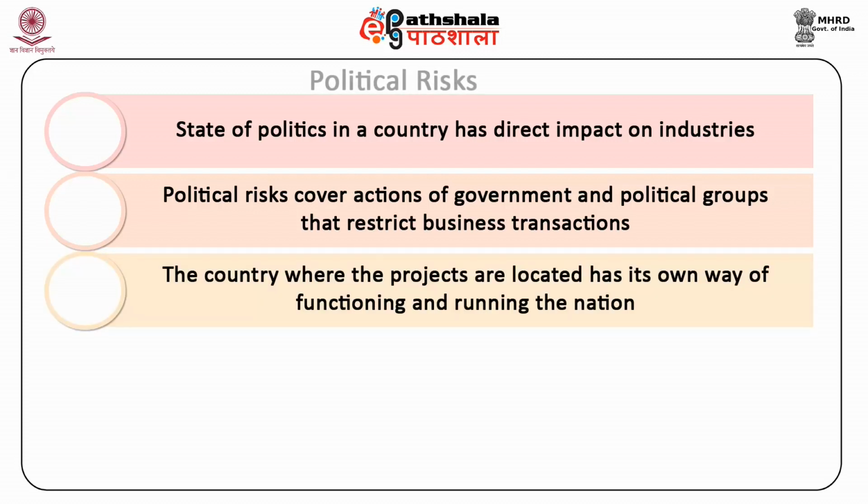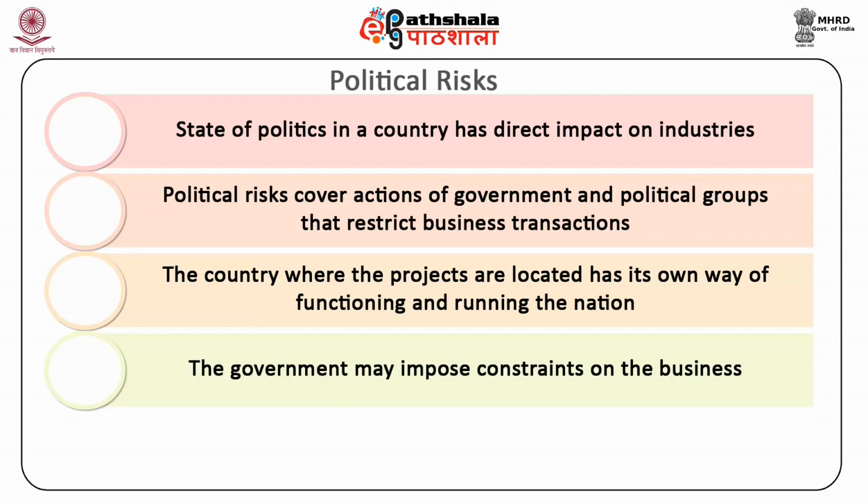The country where the projects are located has its own way of functioning and running the nation. Some are democratic, while some are autocratic. The democratic nation has a change of government, which may bring its own policies and rules. Even if there is no change in the government, its policies may change, adversely affecting a company's profitability. The government may impose constraints on the business. In extreme cases, political risk results in confiscation of property or takeover by the government.